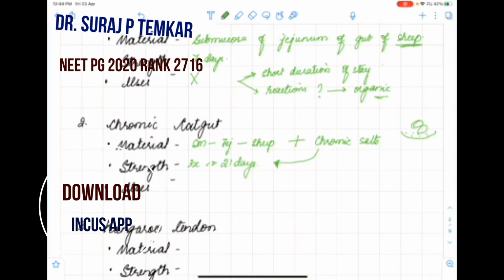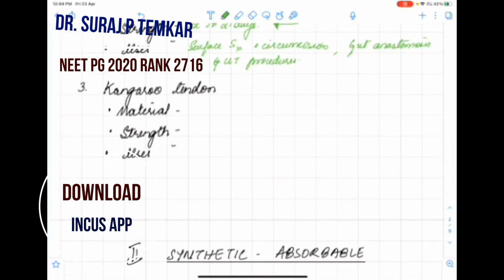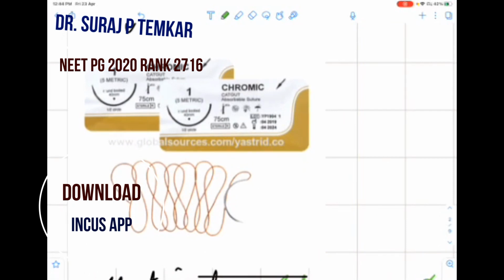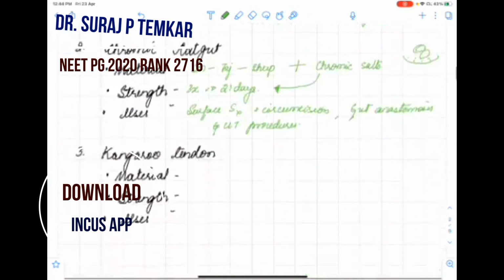Uses: it's used for superficial surgeries, surface surgeries like circumcision, and it's also used for gut anastomosis and a few GUT procedures, genitourinary tract procedures. Next comes kangaroo tendon. So this is how chromic catgut material looks like. It has a yellowish hue to it, and it's chromic nowadays, not just catgut.